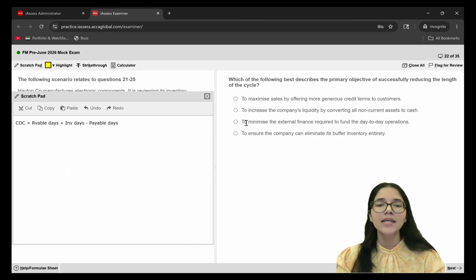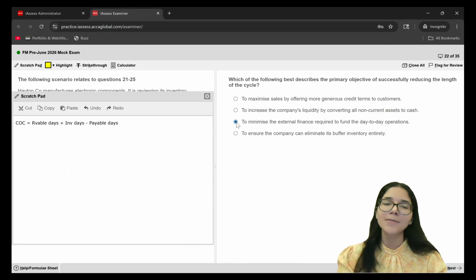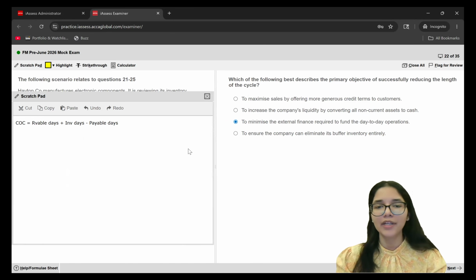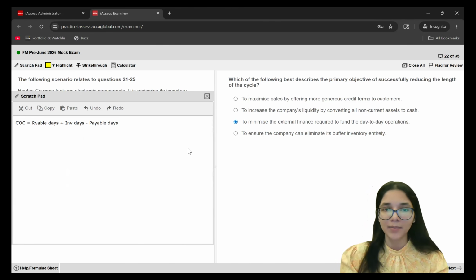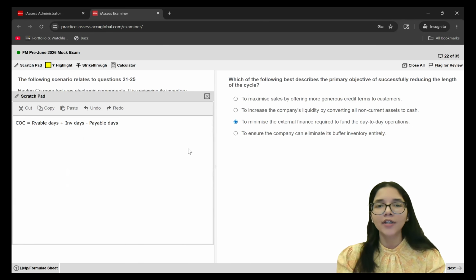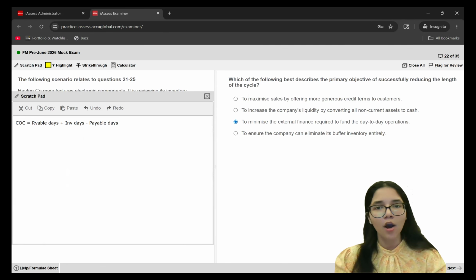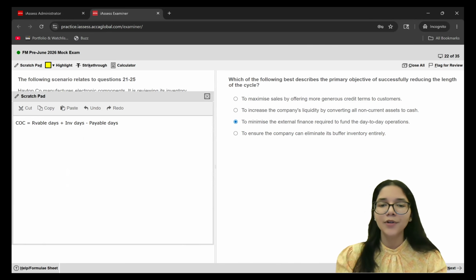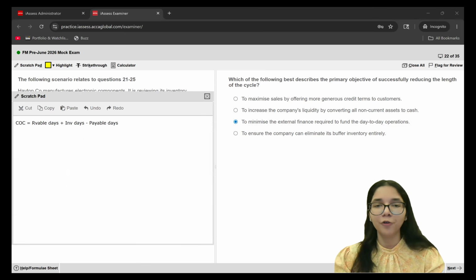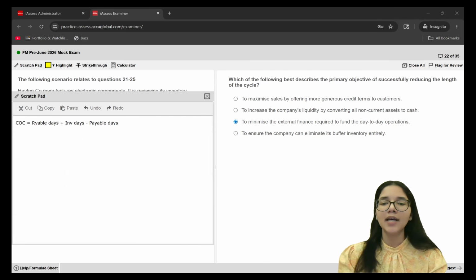Third statement says to minimize the external finance required to fund the day-to-day operations? This looks absolutely correct because the cash operating cycle means how long does it take for the company to get the money back. So if my cycle is shorter, I will receive my money back quickly. So I will not need to borrow a lot of money from outside of the company to use for my day-to-day operations.